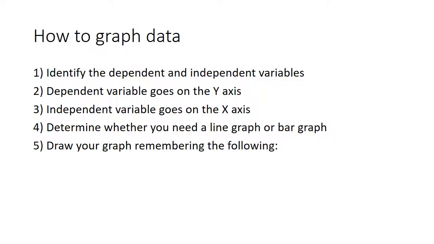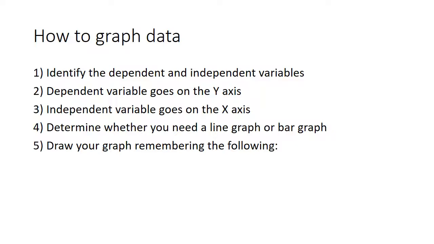You can kind of remember that by thinking about the horizon. If you look out at the horizon, you're looking at it like an x-axis, if you will. And then the vertical axis is the y-axis. So the dependent variable always goes on the y-axis. The independent variable always goes on the x-axis. So it's really important that you can identify those variables and then also put them on the correct axis.